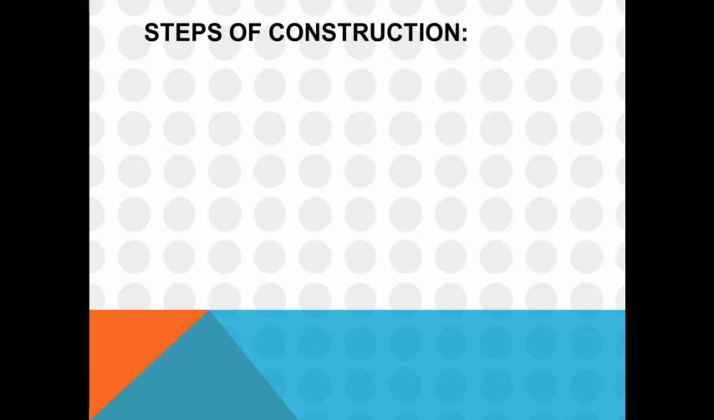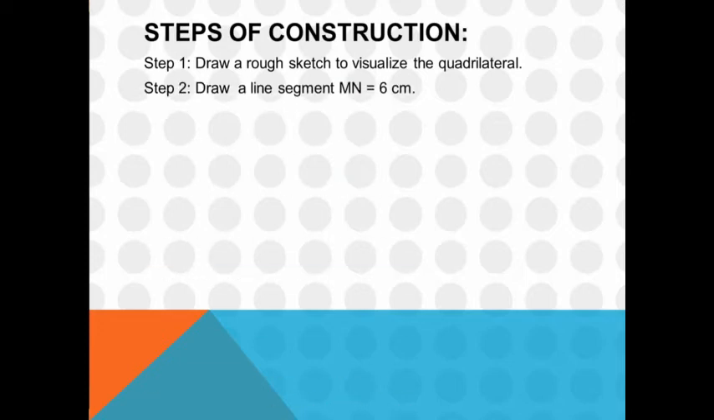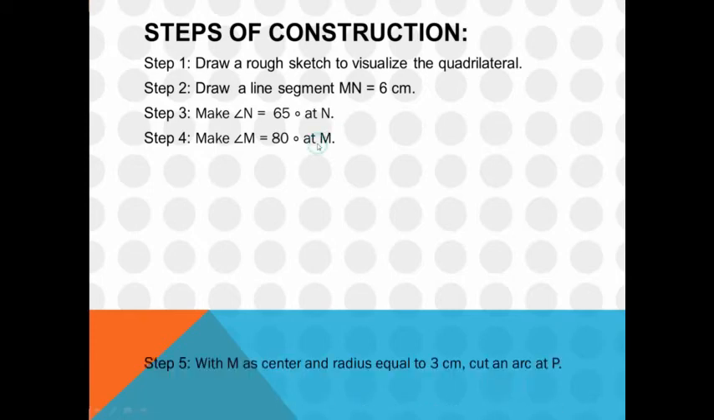Steps of construction. For this, draw a rough sketch to visualize the quadrilateral. Draw a line segment MN is equal to 6 cm. Make angle N is equal to 65 degree at N. The line segment which we had drawn MN, at N we will draw 65 degree, and at M we will draw angle M is equal to 80 degree.